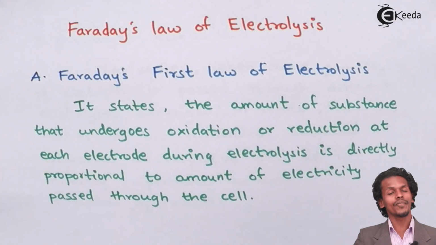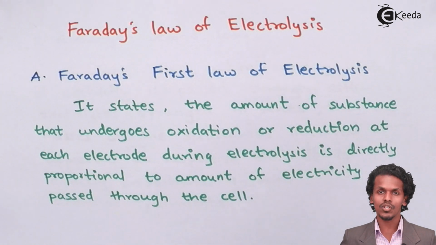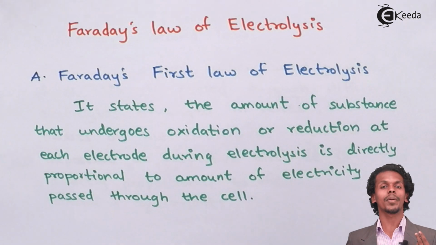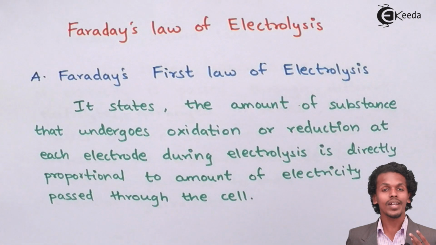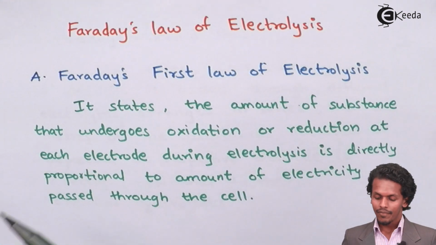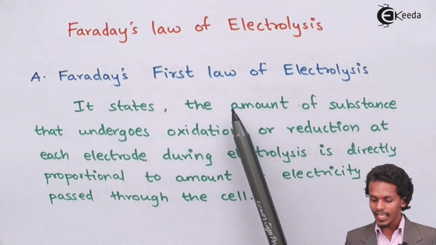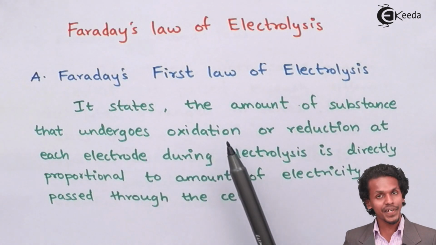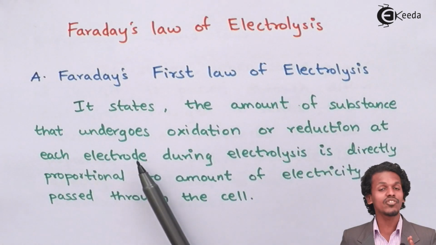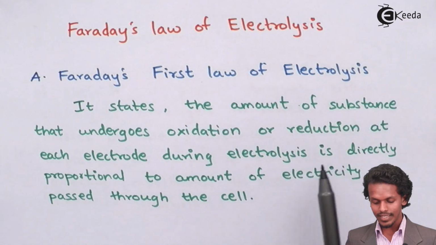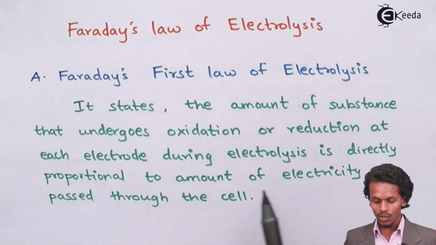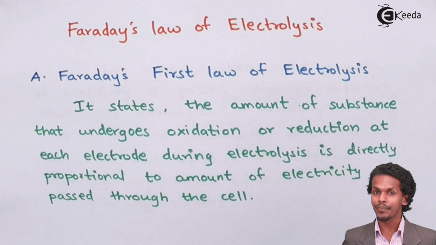There are basically two Faraday's laws, Faraday's first law and Faraday's second law. So let us talk about Faraday's first law and see what it states. Faraday's first law states that the amount of substance that undergoes oxidation or reduction at each electrode during electrolysis is directly proportional to the amount of electricity passed through the cell.